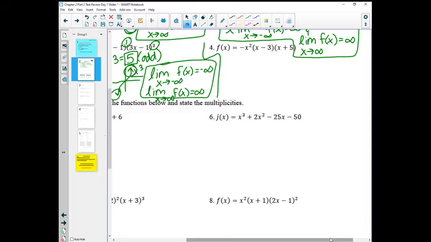Now on question 4, this one's also been factored for you. So to find the degree, using our properties of exponents, I'm going to add all of the exponents together.